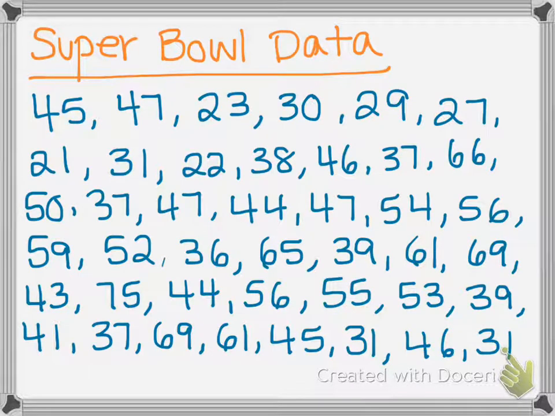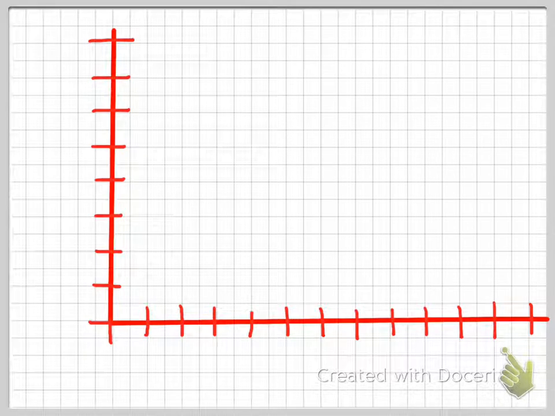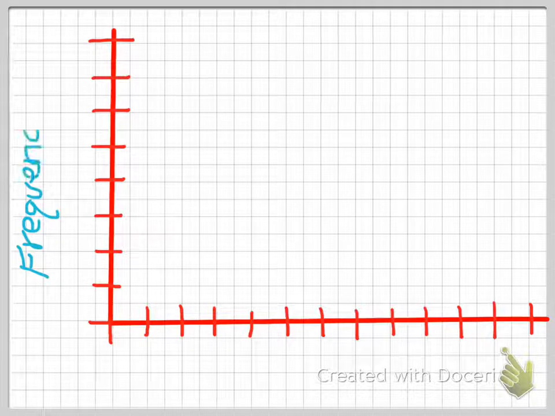So the following data represents Super Bowl points. So the total number of points scored in the Super Bowl. I believe the data goes up to 2010. And what we're going to do is make a histogram with this data. So in a histogram, we have two axes. On the left, the vertical, this is going to be where we measure frequency. And then our horizontal axis is going to represent the Super Bowl points scored.